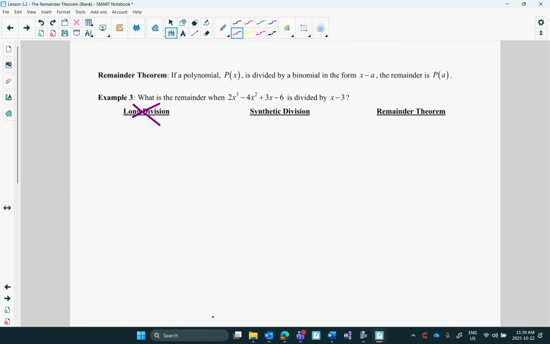So there's two ways we could do this. One is synthetic division. Like here, look at the question. We're not asked to write the answer full out. We're just asked to find the remainder. So if I use synthetic division, what's my number here? 3. What are my numbers here? 2, -4, 3, -6. See if you can go on this one. Remember, drop the first one, multiply, add, multiply, add, multiply, add.